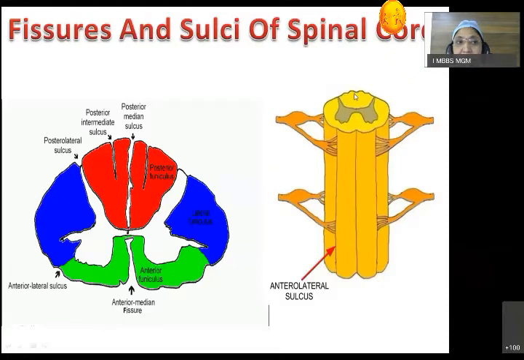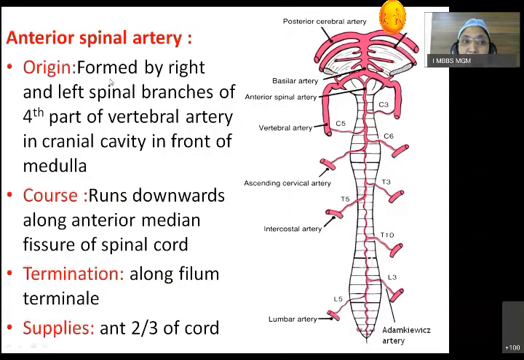Now let us see the blood supply, starting with the anterior spinal artery. Where does it arise, what is its course, how is it formed? Let us see. The anterior spinal artery is formed in the cranial cavity in front of the medulla. Here you can see this is the pons and this one is the medulla.